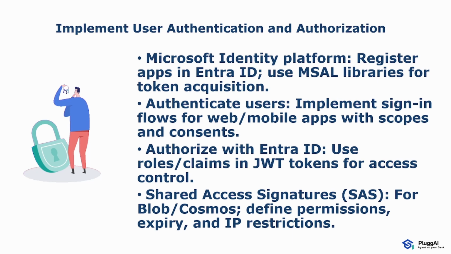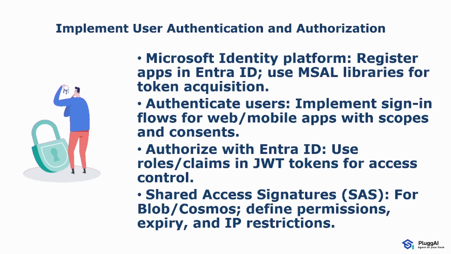Once registered, you get client ID, tenant ID. For web apps, add a secret or certificate for confidential client flows. Then expose API scopes or use app roles for authorization. Now, implementing authentication, use the Microsoft Authentication Library, MSAL. It's available for .NET, JavaScript, Python, Java.